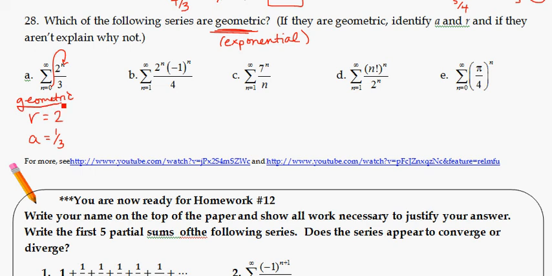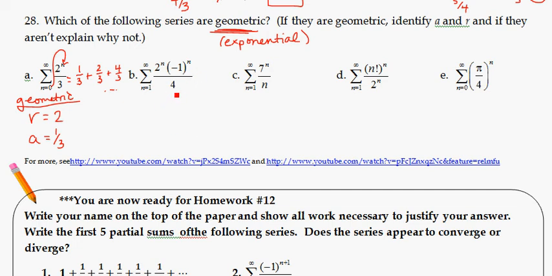And again, if you were not able to identify this as geometric, I would say just write these terms out. If you write out the first few terms, you see that when you go from 1/3 to 2/3 to 4/3, we're always multiplying by 2. All right, next up, let's look at this one.